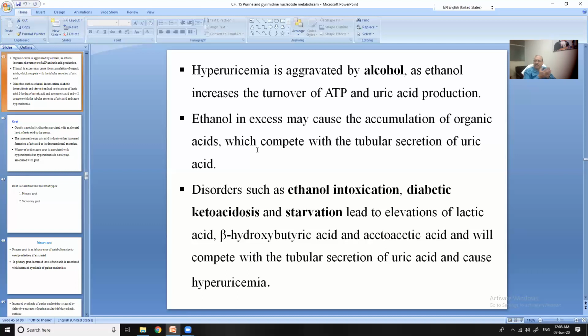The reason is the same, which I told you: they will compete with the uric acid. If uric acid is winning the competition, it will be excreted. If these ketone bodies and organic acids are winning the competition, then they will be excreted in the urine. If the uric acid is excreted, it is okay. But if the organic acids are excreted, then uric acid is elevated in the plasma and the condition of hyperuricemia is precipitated.